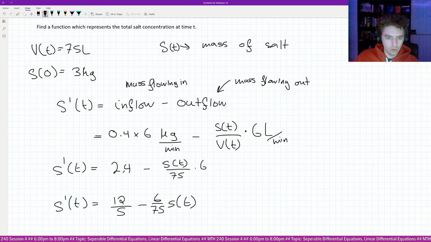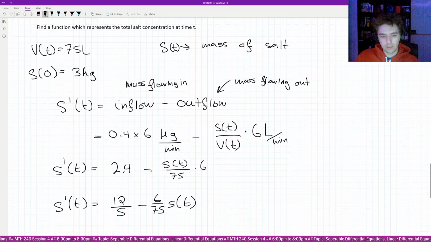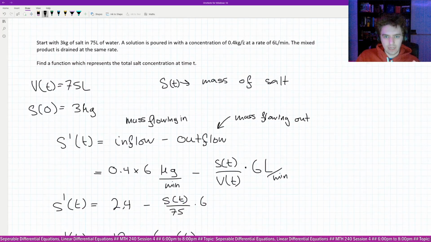Okay, so the inflow, how much mass is coming in per minute, right, is going to be the concentration of the stuff coming in, 0.4 kilograms per liter, and how many liters per minute, right? Multiply these two. And that's going to get you kilograms per minute, which is what we want. We want the rate of change of mass, right, per minute. And then similarly here, the outflow is going to be a very similar thing. Here we know the concentration coming in is 0.4 kilograms per liter, and we know the rate that it's coming in at. For the outflow, we know the rate that it's leaving at.